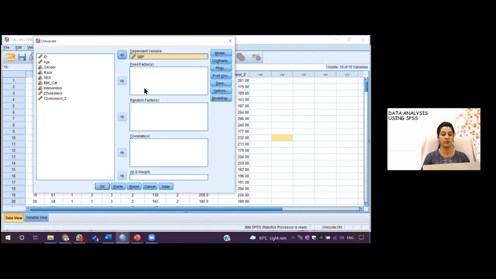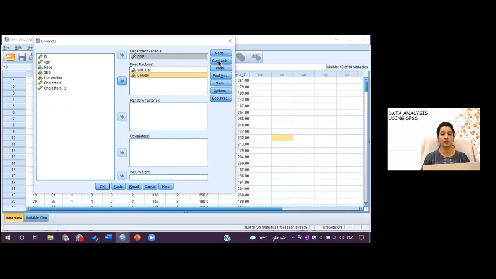It's continuous. Now you will see that there are fixed factors. So we will shift this BMI cat, because that was the initial variable, and then I have added gender to it. This fixed factor is for the independent variable, and we have shifted two variables, that is the BMI categories and gender.